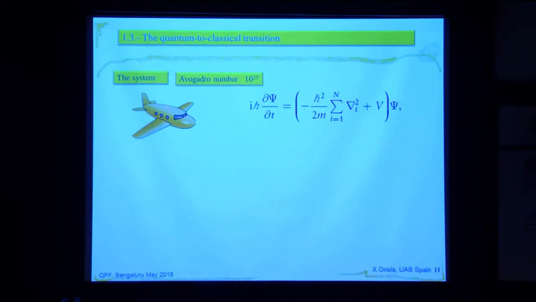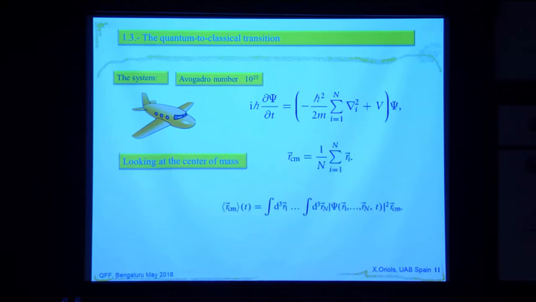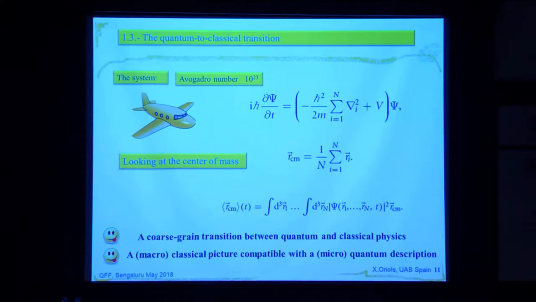Okay, so this is a classical object, but it is also a quantum object. So it's a solution of the Schrödinger equation, but for a very large number of particles, yeah? Our idea will be, to know when we arrive at the classical system, just to look at the center of mass, yeah? If we look at the center of mass, it has two advantages. The first advantage is that the transition is something quite diffuse and quite natural, yeah? Because the center of mass for very few particles is purely quantum. When I start to increase the number of particles, it becomes more and more classical, and for a large number of particles, it will be classical.